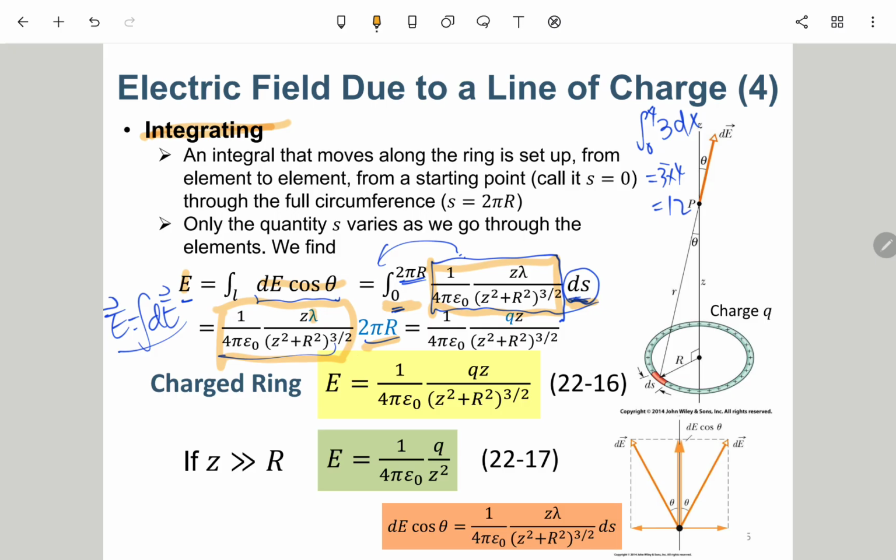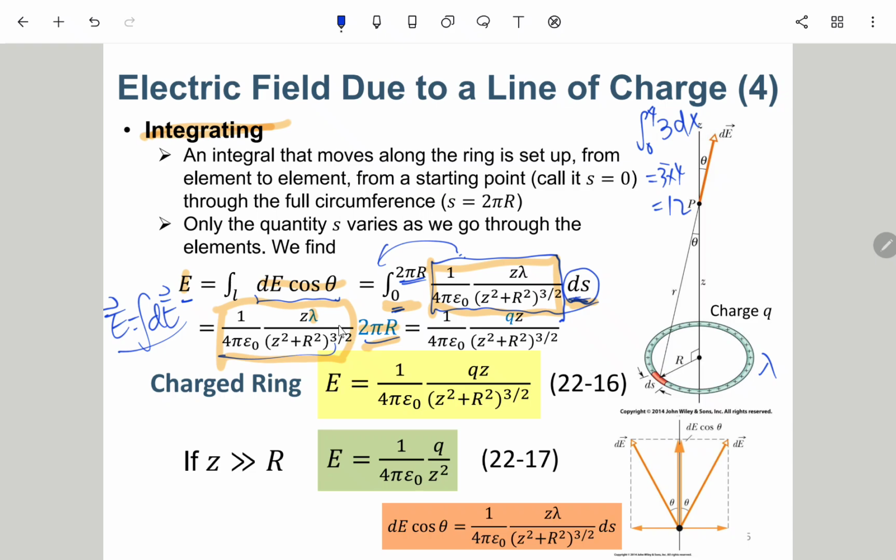So finally, lambda times 2 pi r will be the total charge, because we assume the charge density is lambda and it is uniform along the whole ring. The length of the ring, or the circumference of the circle, is 2 pi r, times lambda, which gives the total charge amount on this ring.